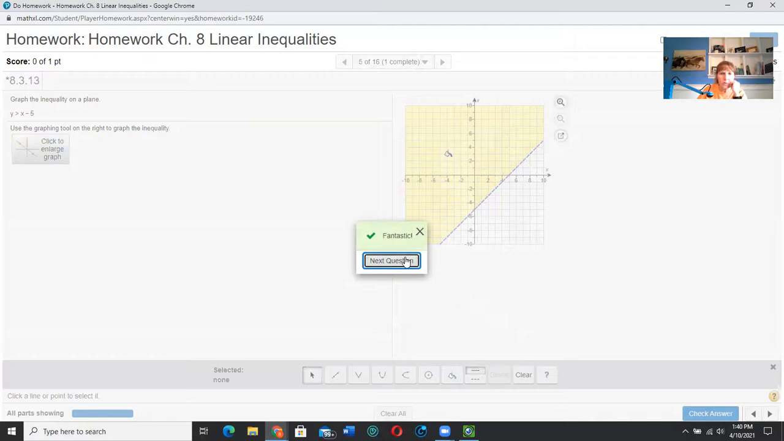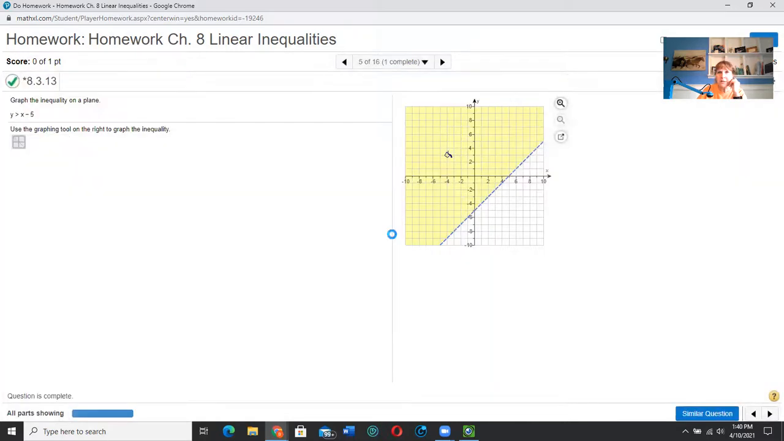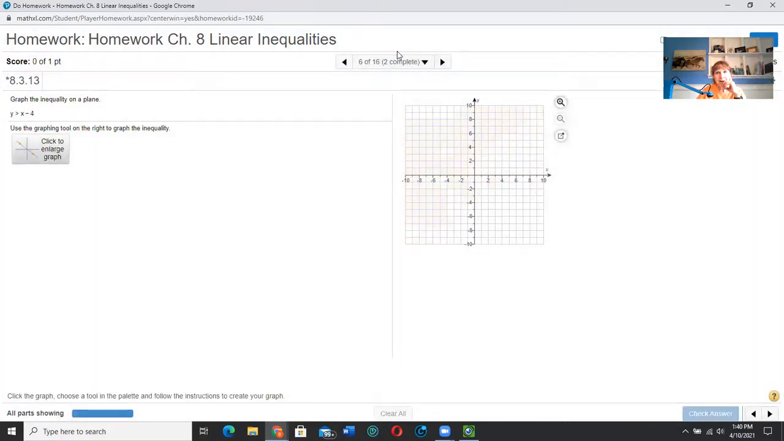All right, so there's a quick look at how to make them dashed or solid and how to shade. If you have any further questions, just let me know. That pretty much does it for this section.